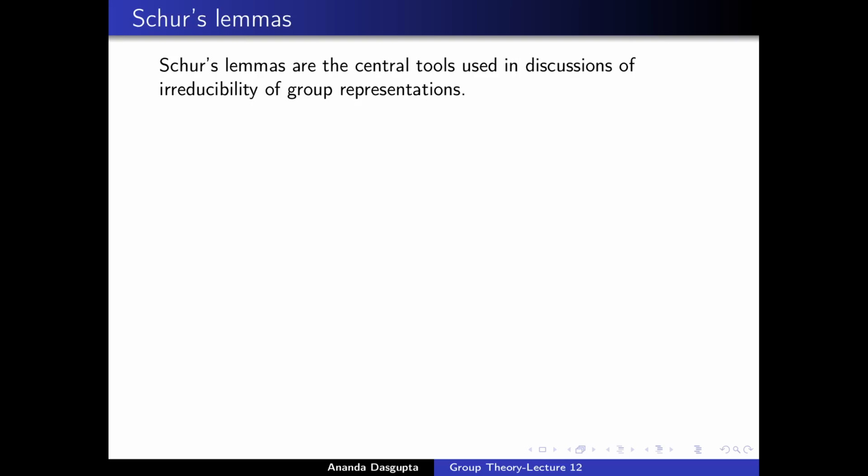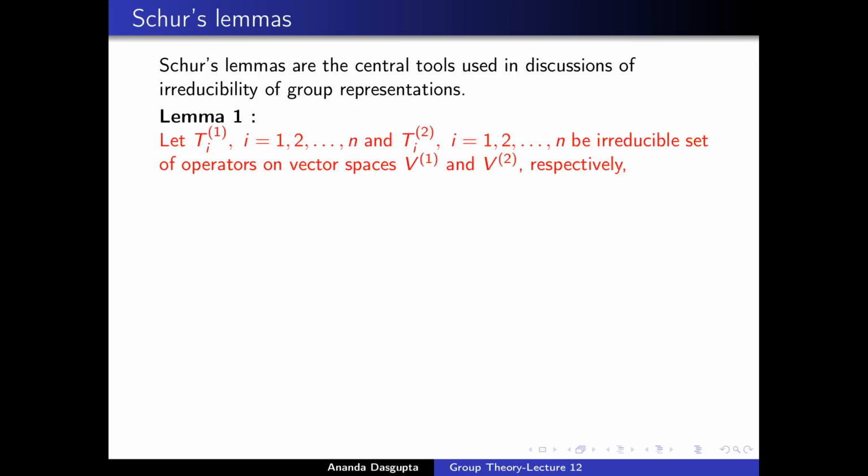There are two Schur's lemmas, and for the first lemma, what we need are two vector spaces V1 and V2 and two irreducible sets of n operators each on the two vector spaces. So T_i^1 as i runs from 1, 2 all the way up to n, and T_i^2, here again i runs from 1, 2 all the way to n. These give you two irreducible sets of operators on these two vector spaces.